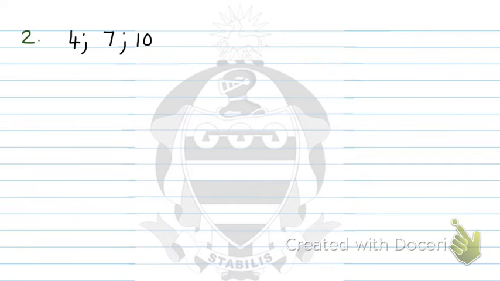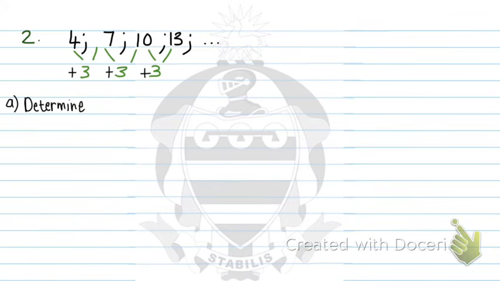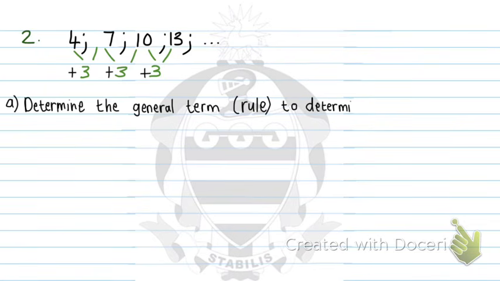The second example is 4, 7, 10, 13. First, I determine the constant difference. To get from 4 to 7, I add 3. So I add 3 all the time. The constant difference will be 3. The first question is: determine the general term or the rule to determine the nth term. So I have Tn equal to something n plus something. I have to put numbers in the places of the blocks.